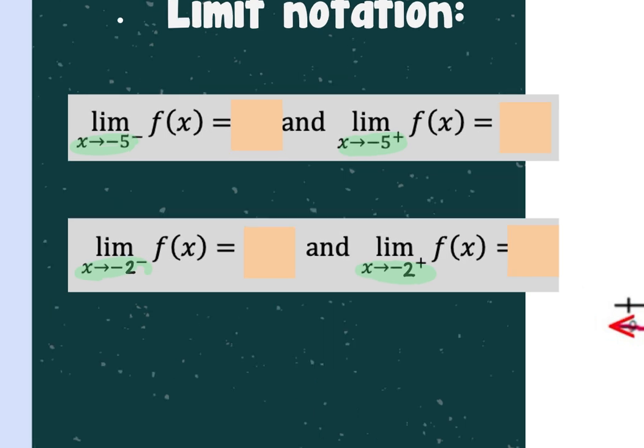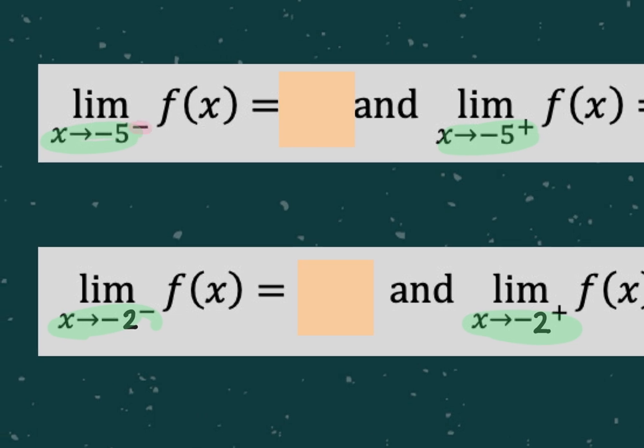Now notice that they have these little symbols on them now, a minus and a plus. That is because you can approach this vertical asymptote from the left and your graph might be doing one thing, or you can approach it from the right and your graph might be doing another thing. So those little symbols mean from the left and from the right. So if it's a minus, we're saying as it approaches -5 from the left, and as it approaches -5 from the right.